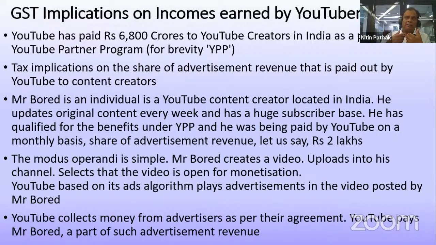Whether the transaction between YouTube and Mr. Bohr is coming under ODIAR, I have explained all the permutation combinations. Once you finish this presentation, you'll be clear about ODIAR. Now I'm going one by one. I will explain what the transactions are. Mr. Bohr is getting around 24 lakh per annum, 2 lakh per month. Tax implication of share of advertising revenue that is paid to a YouTube content creator.